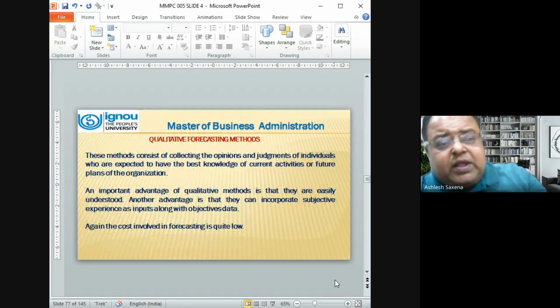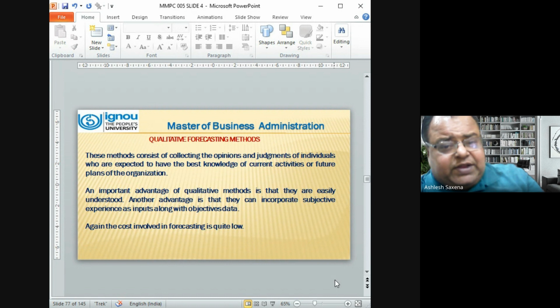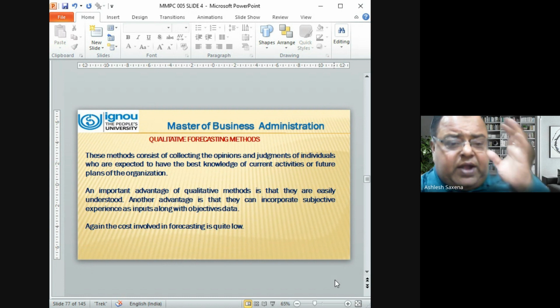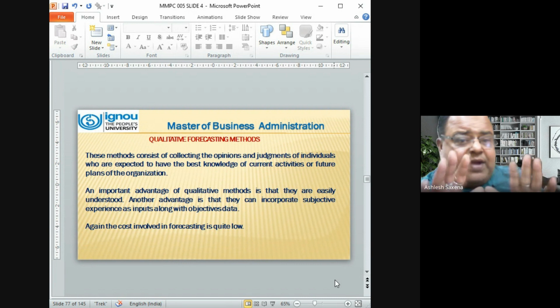If we talk about qualitative forecasting methods, these methods consist of collecting the opinion and judgment of individuals who are expected to have the best knowledge of current activities or future plans of the organization. An important advantage of qualitative methods is that they are easily understood. Another advantage is that they can incorporate subjective experiences as inputs along with the objective data. Again, the cost involved in forecasting is quite low.